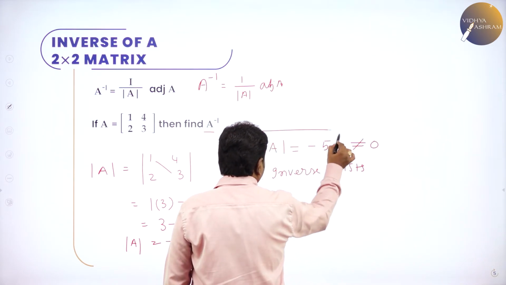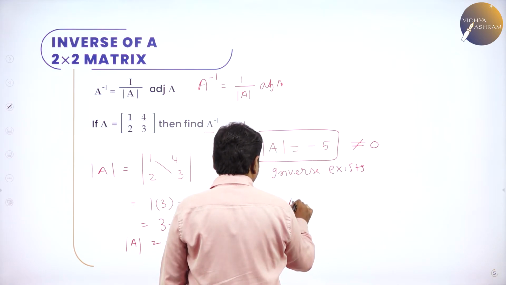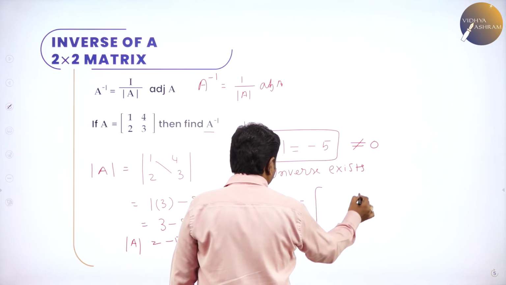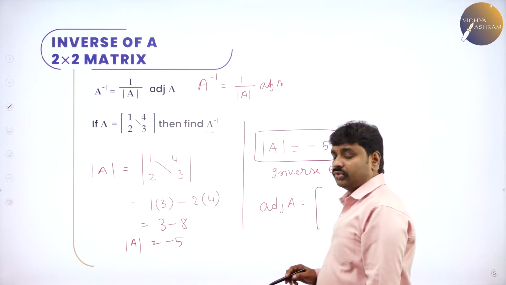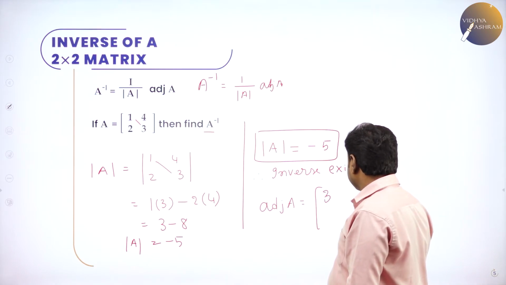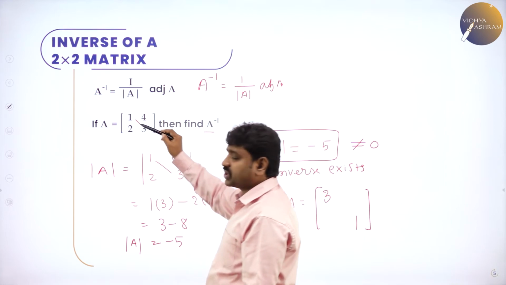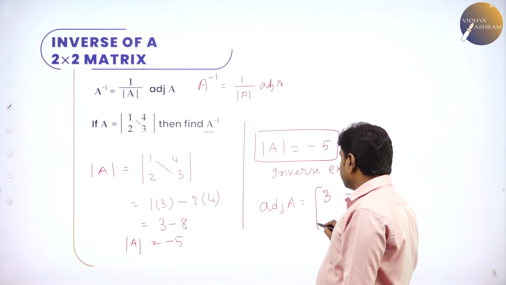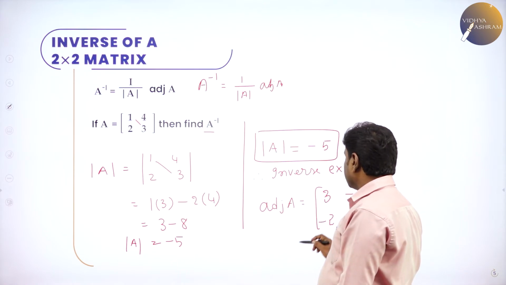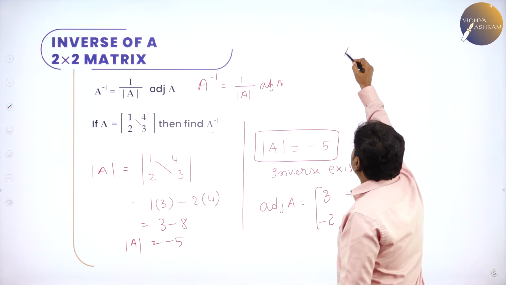Now find adjoint of A. You got determinant of A. Now find adjoint of A. All of you know how to find adjoint of A. Interchange the principal diagonal. These two interchange. So 3 goes up and 1 comes down. And change the sign of the secondary diagonal. For these two, change the signs. So it will become minus 4 and minus 2. Now you got adjoint also. You got determinant also. Now write the A inverse.